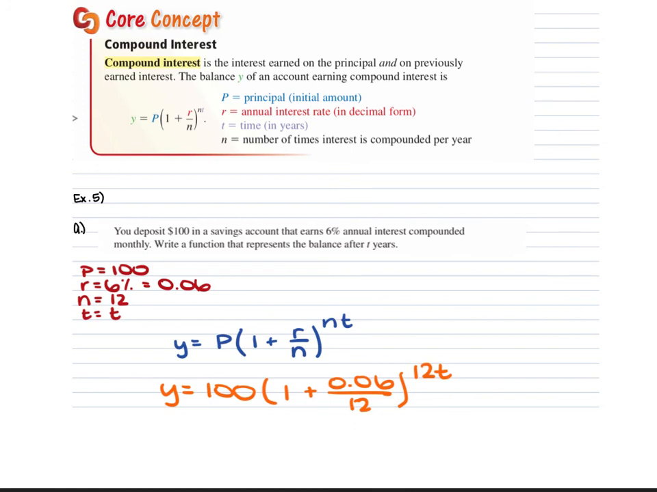Now with this one, you could simplify inside those parentheses, but I'm not going to require you to do so. So we can leave it just like this. We can see that our starting amount is that 100, our rate is the 6%, and it's compounded monthly because that 12 is in the denominator of the fraction, and that's being multiplied by t.